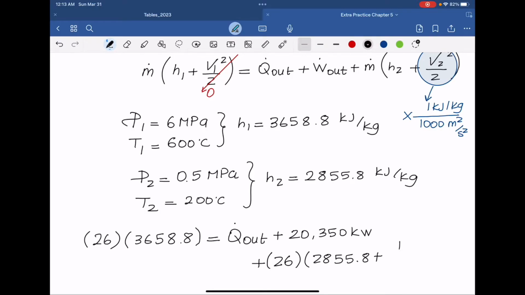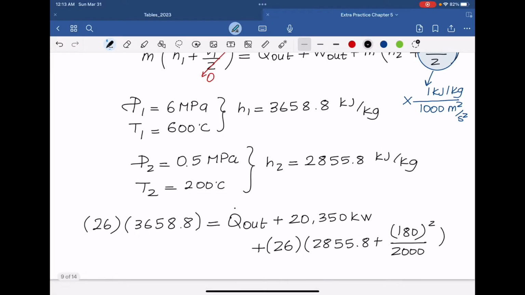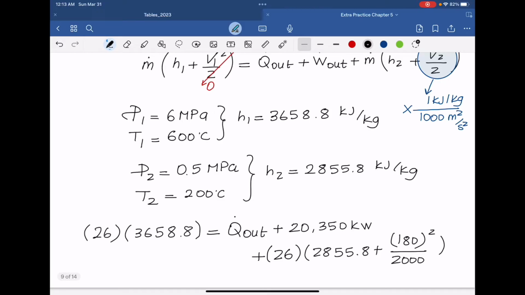We need to add the kinetic energy to this. Don't forget that. And if we do the equation and solve it correctly, the heat should be around 105 kilowatts. Okay.